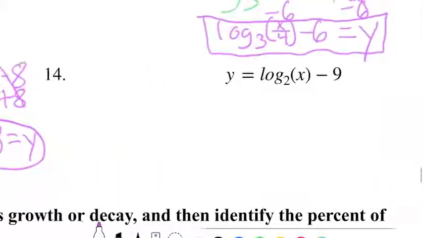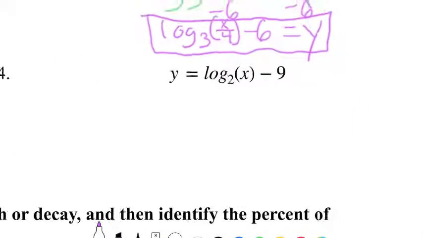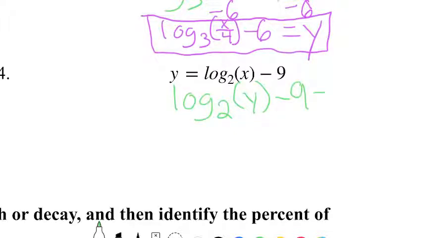Then I have 14. I'm going to rewrite it again, so I have what I'm used to. When I'm rewriting it, I'm going to put my y in the same place as my x. Then I'm going to get y by itself. So I'm going to have my base.